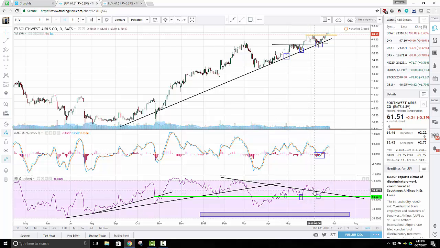We break down below it. We test that green line. We break above it. And we test it again. And we're moving higher. So what am I trying to say here? I'm trying to say RSI trend lines, draw them. They do hold significance. You always need to back test the RSI.